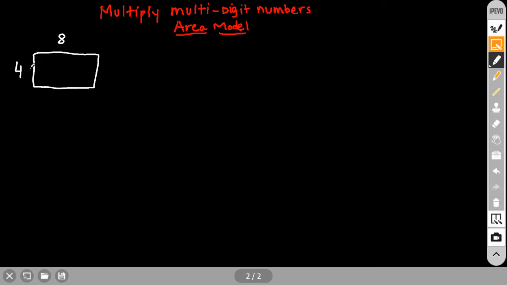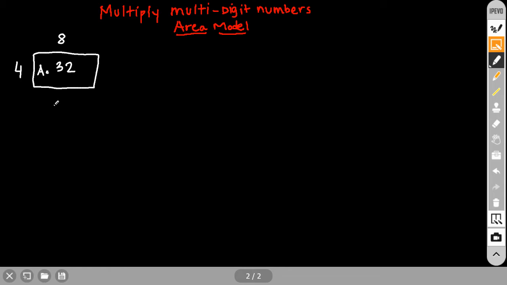We know area of this whole thing here is 4 times 8. We multiply this side by this side here, or length times width. And 4 times 8 equals 32. So we are going to use the same strategy in order to multiply bigger numbers. How can we do that? So I'm going to show another number here for you.